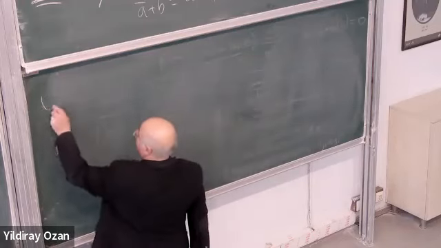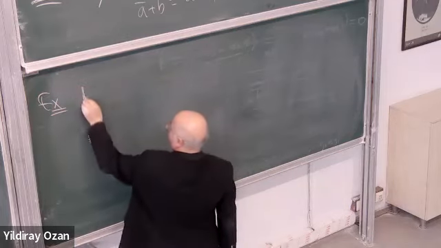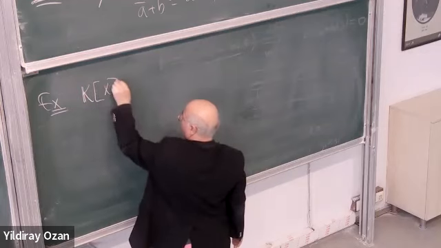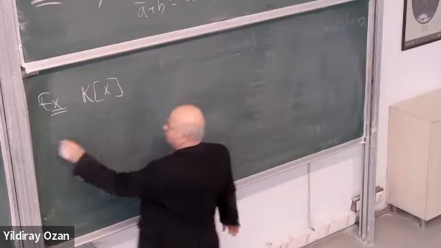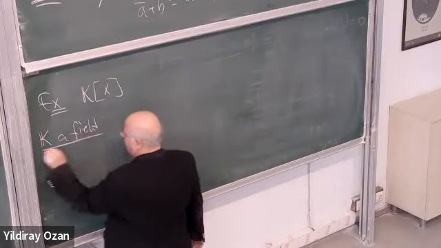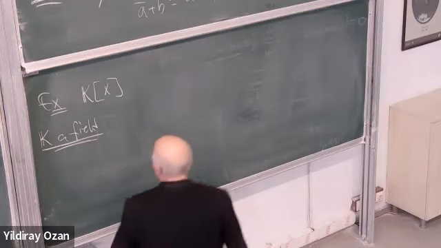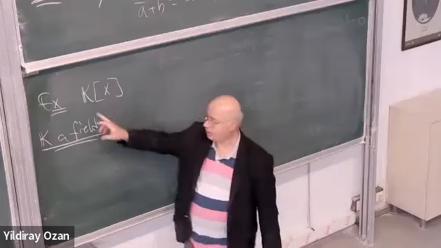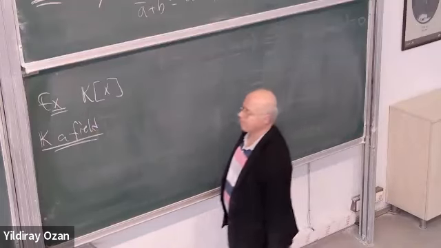Okay. What about this one? Take the polynomial algebra over a field. So here K is a field. Because if it is not a field, then it's not a PID. If it's not a field, then you don't know whether it's a PID. So to make sure that it's a PID, we work with fields.